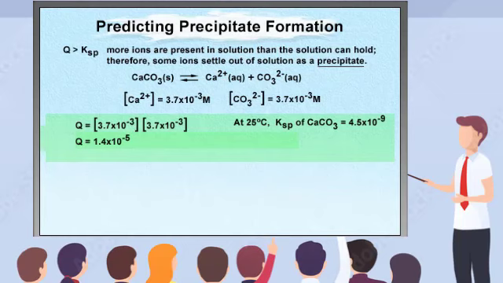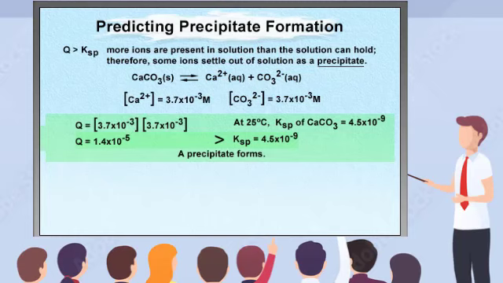You can clearly see that the Q value of 1.4 times 10 to negative 5 is greater than the Ksp value, 4.5 times 10 to negative 9. The solution is teeming with ions. Therefore, a precipitate forms until the ion product equals Ksp and equilibrium is reestablished.